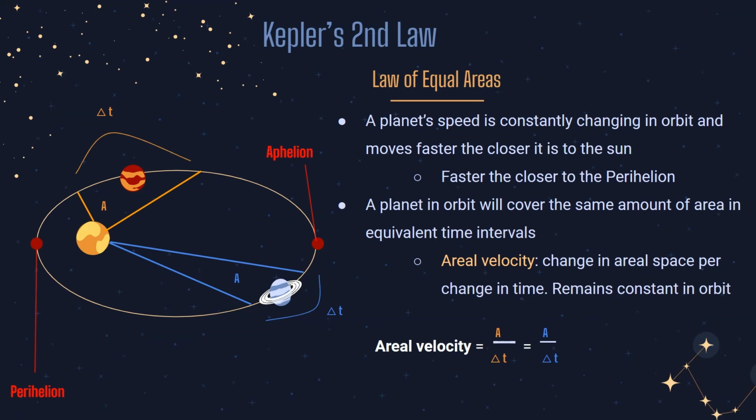This law describes that the area that a planet will travel over the time that it takes to travel that area is equal throughout, and that is the aerial velocity. So the aerial velocity is constant while a planet is in orbit around the sun.